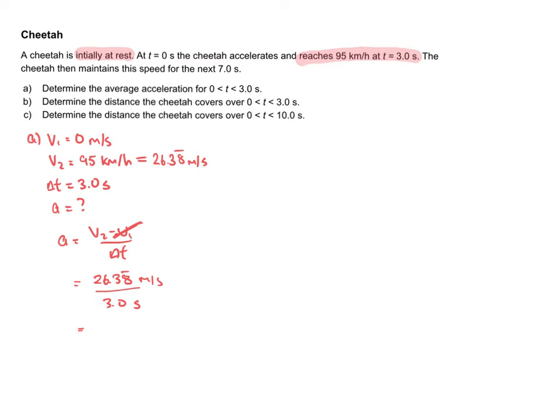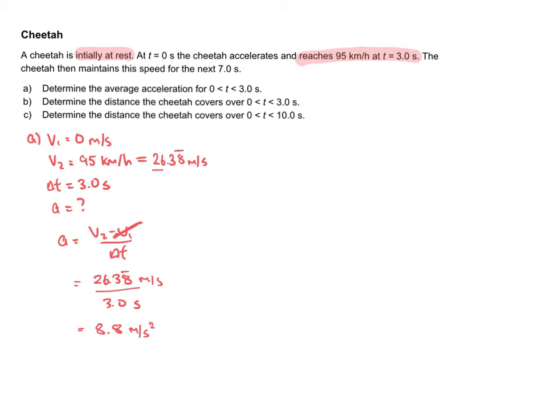And that's going to be to 2 sig figs. So that's going to round to 8.8. The units of acceleration: I've got meters per second in my numerator, seconds in my denominator. So that's going to end up being meters per second squared.